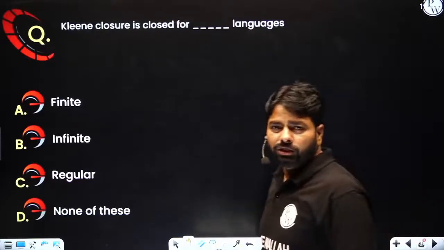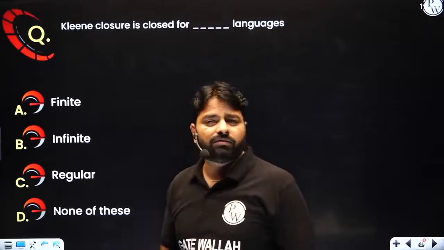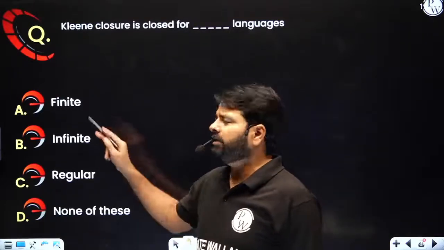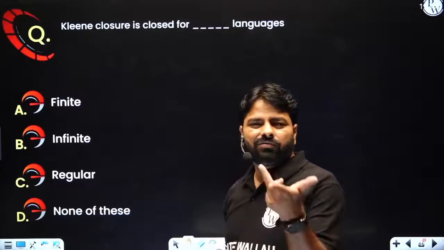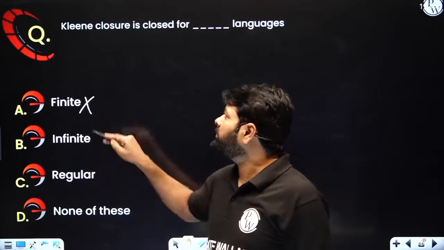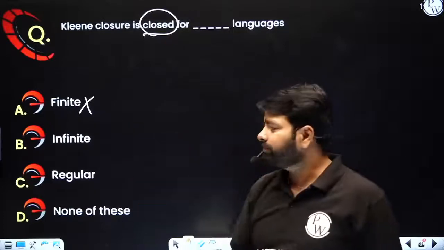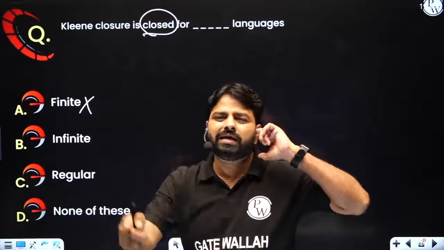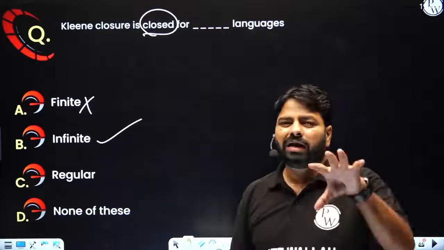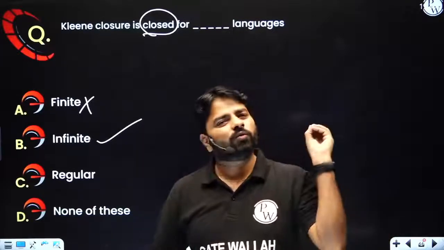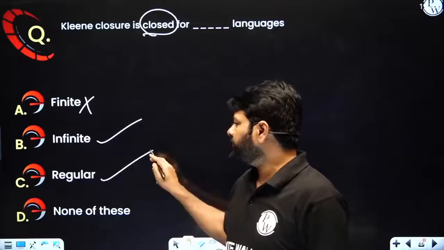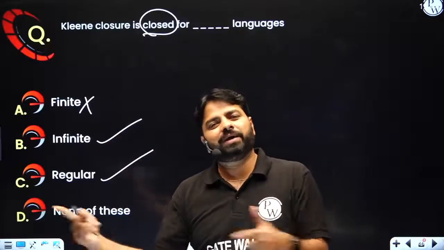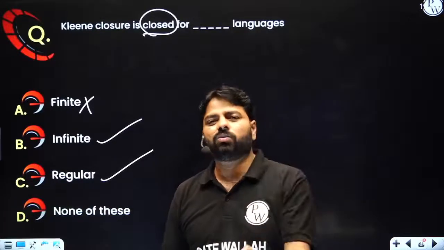What about Kleene closure now? We have seen examples for various domains. For which languages is Kleene closure closed? Finite? Kleene closure of finite can be infinite, so finite is not closed. Infinite language: you take the Kleene closure, you will get infinite again. That's true. Regular language: apply the Kleene closure, you will always get regular. But for non-regular, when you apply the Kleene closure, you may get regular or non-regular, depending on which non-regular language you take.